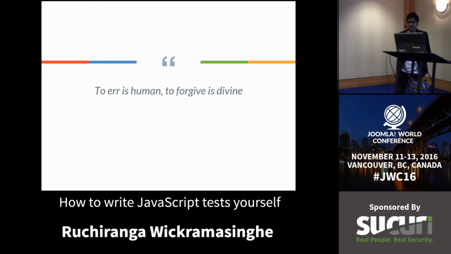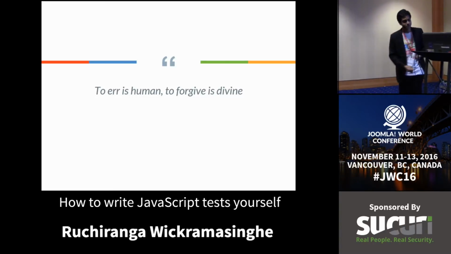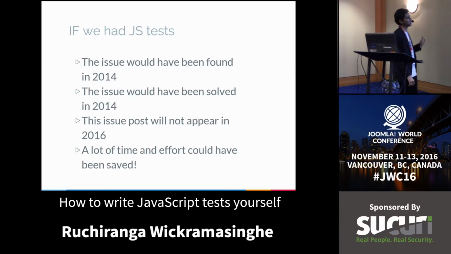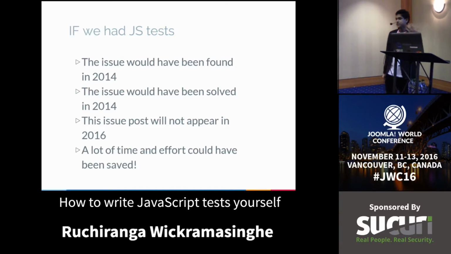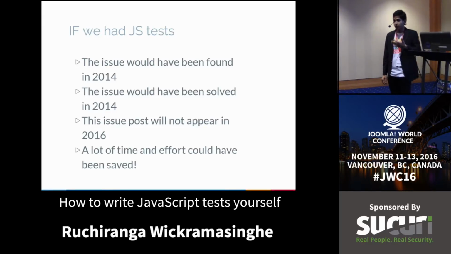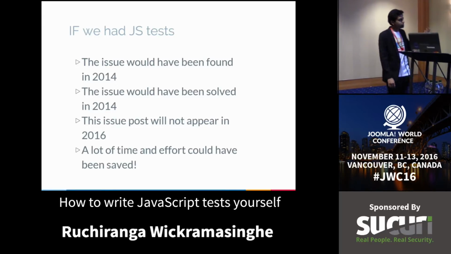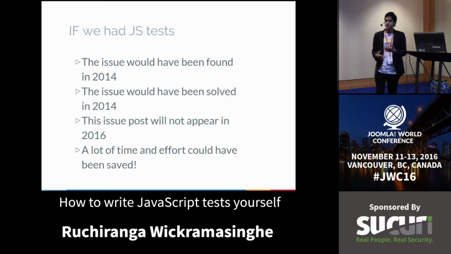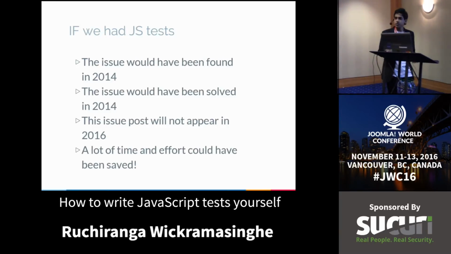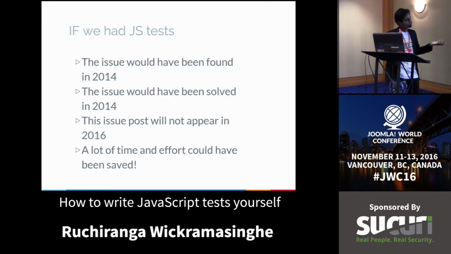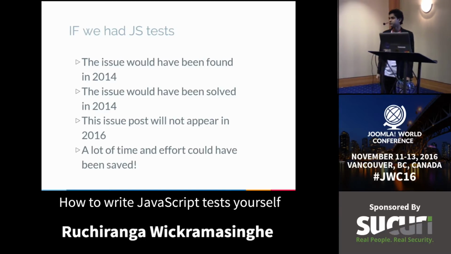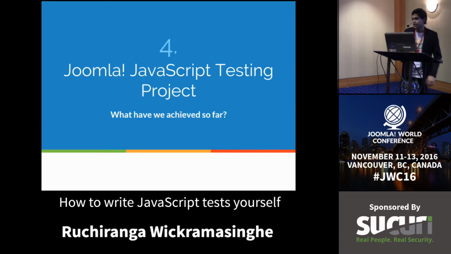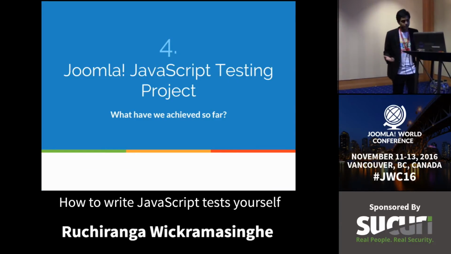So what we can do is have something that can mitigate the consequences. If we had JavaScript tests in our code base, the issue would have been found in 2014 itself. The person who made the commit would have found the problem then and there. Usually these are really small things, and you can fix them when you find them. They aren't really big things; it's only a matter of not noticing them. Of course, this post would not appear in 2016, and a lot of time and effort would have been saved. So I hope you got an idea why we need JavaScript tests in Joomla.